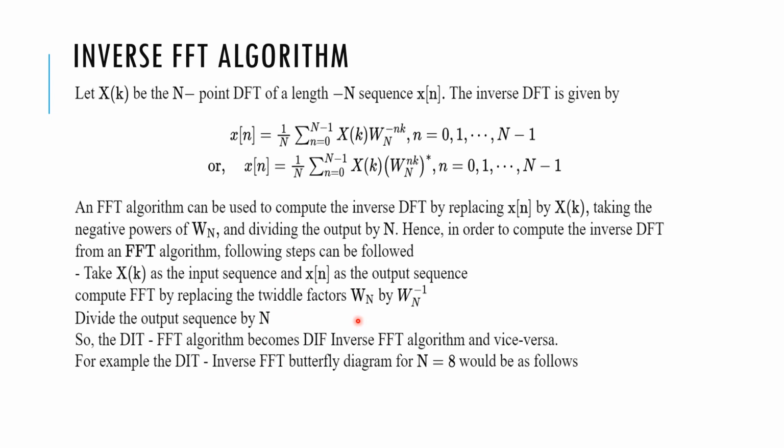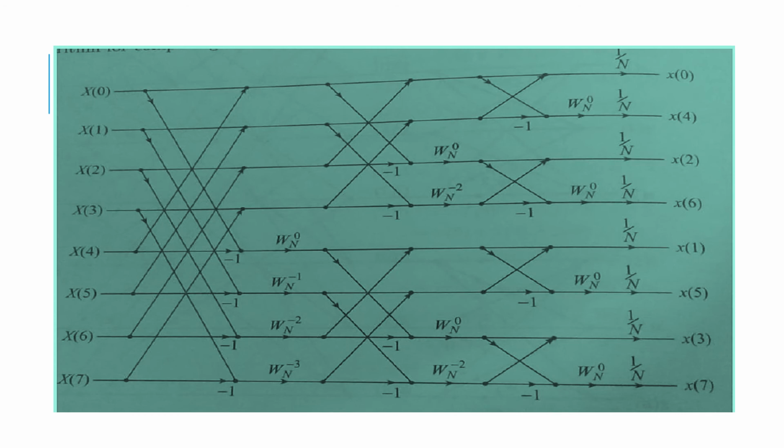In the normal algorithm we used Wn as the twiddle factor. Here the only difference is we are going to use Wn to the power of -1. At last, after obtaining all the outputs, divide the output sequence by capital N. So the DIT algorithm becomes the DIF inverse FFT algorithm and vice versa. For example, the DIT inverse FFT butterfly diagram for N equal to 8. So I am going to show you an N equal to 8 algorithm which is as follows.